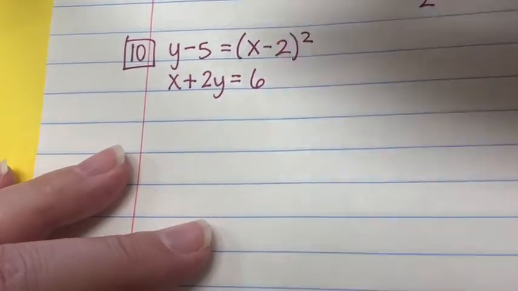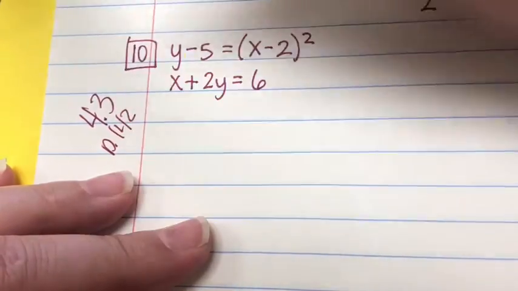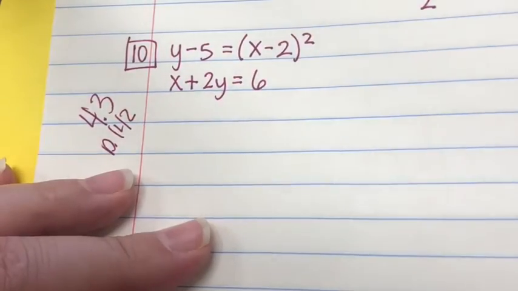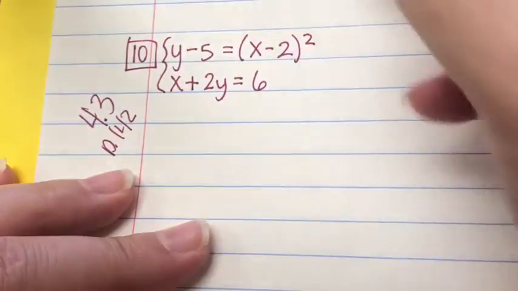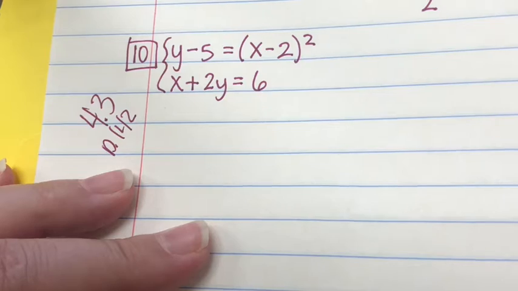Okay, this is number 10 on 4.3, page 142. So we have these two equations right here, this system of equations. This one's the quadratic one, that's the linear one, and we're just going to use those same steps.